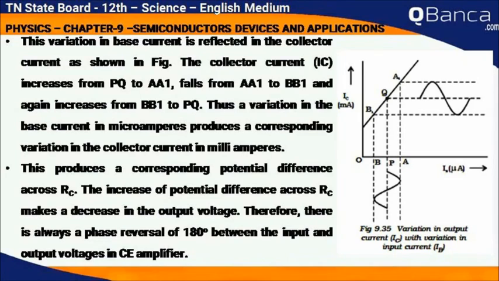This produces a corresponding potential difference across RC. The increase of potential difference across RC makes a decrease in the output voltage. Therefore, there is always a phase reversal of 180 degrees between the input and output voltages in a CE amplifier.